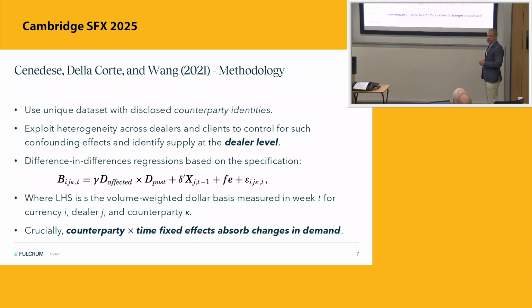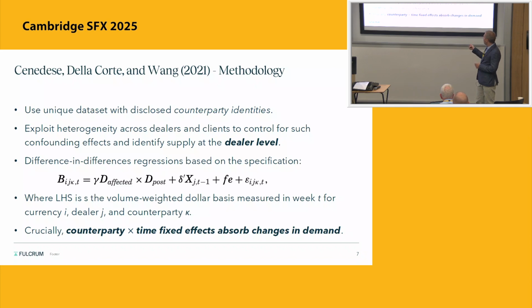We also run a difference regression. I'm not going to give you details, but the left-hand side is the volume-weighted dollar basis measured in weeks for a given currency, a given dealer, and crucially also a given counterparty. And we run this difference regression for the effect, the dummy that identifies the dealers affected by regulation, and the post is a dummy that identifies the post-treatment period.